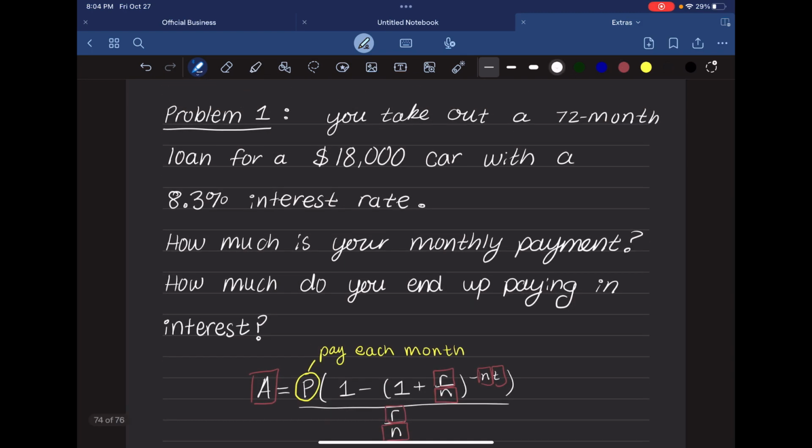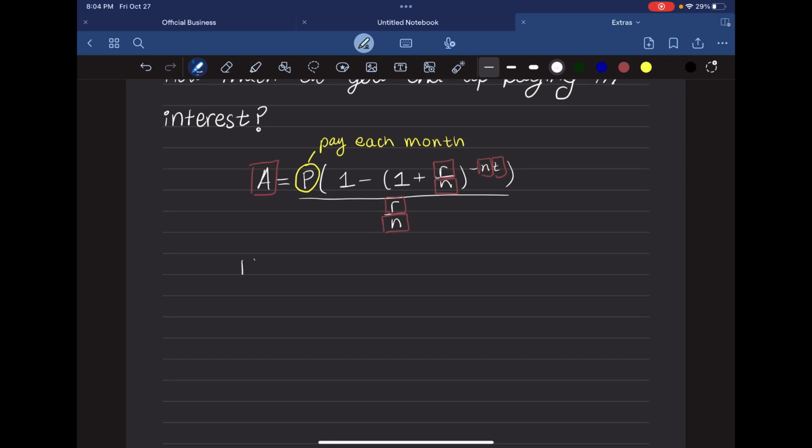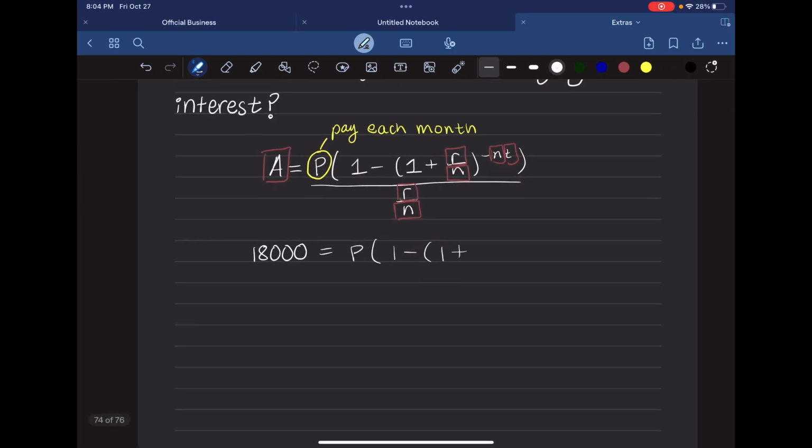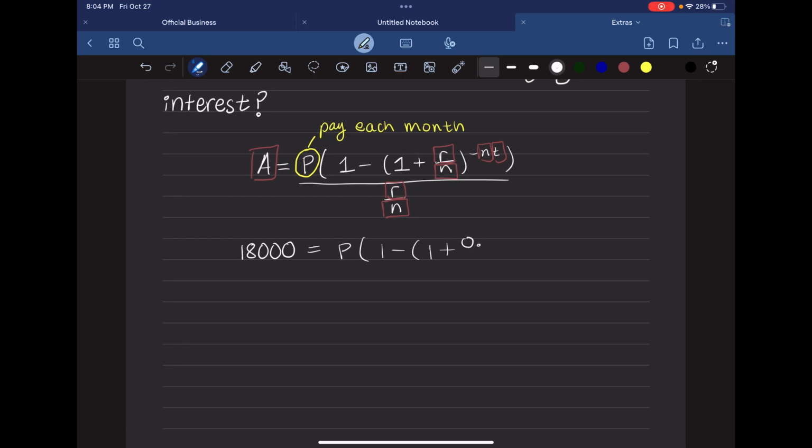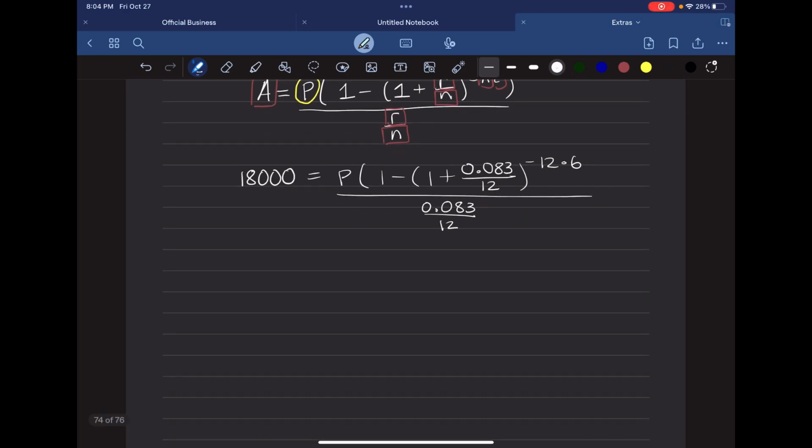So we've got 18,000 is equal to P times 1 minus 1 plus our interest rate, which is 8.3%, so 0.083 divided by 12, raised to the negative 12 times 6, divided by 0.083 divided by 12. And so we can go ahead and plug this into our calculator.